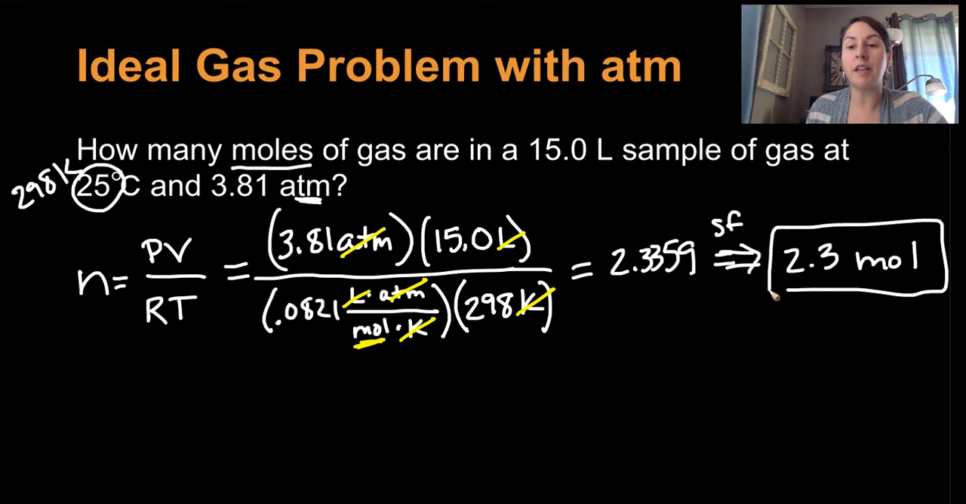So those are a couple of examples. Remember that you could solve for any of these values with the exception of R, since it's our constant. We will do some more practice when we get back to class.